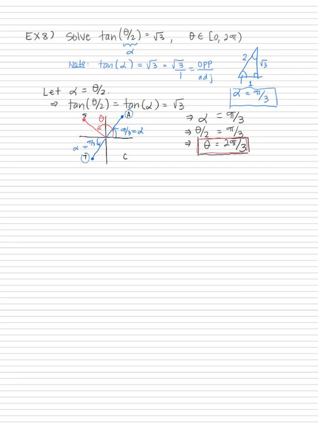So let me just write it out. I just didn't want you to get confused between alpha and theta, and that was all. So therefore, our solution set is 2 pi over 3.